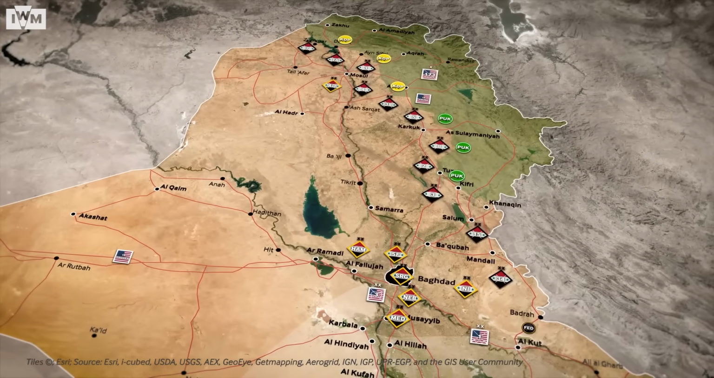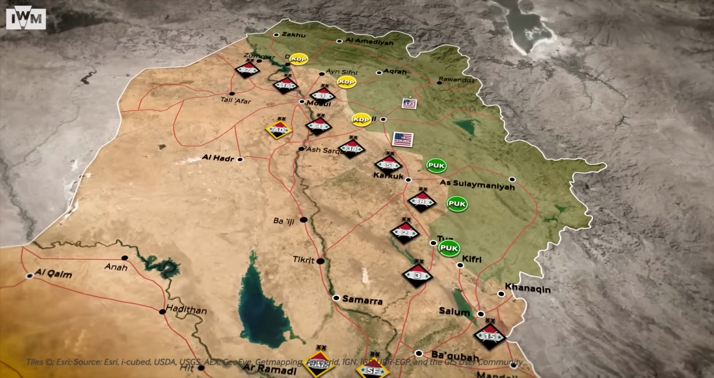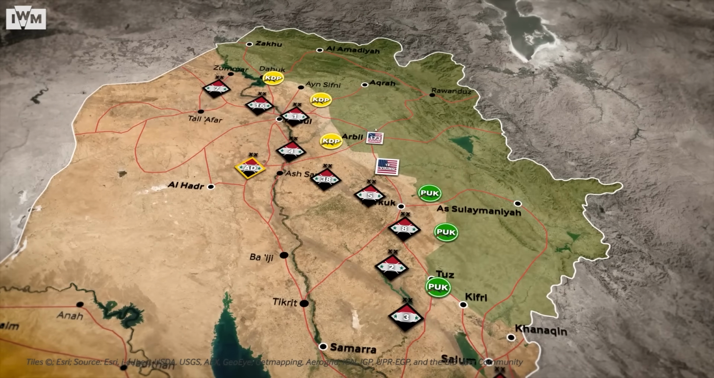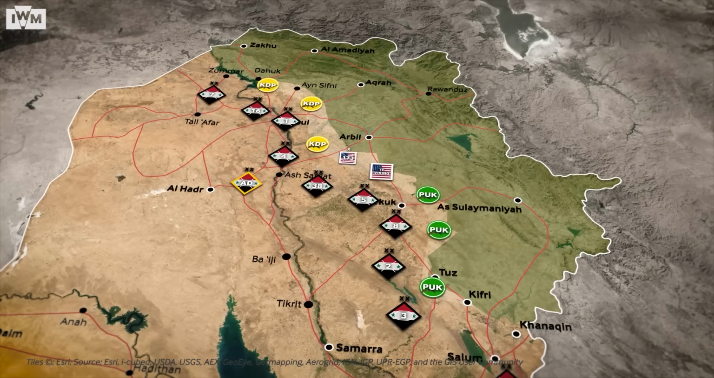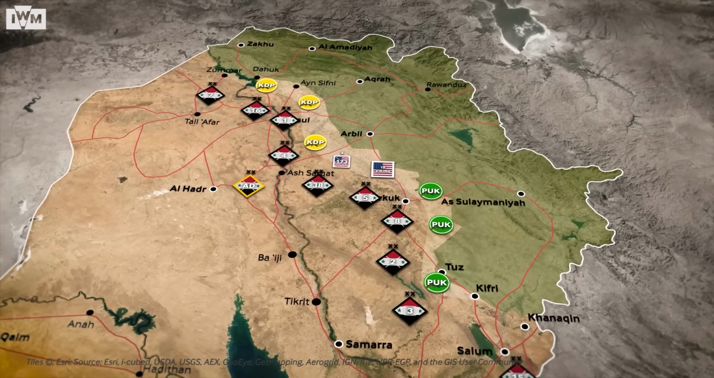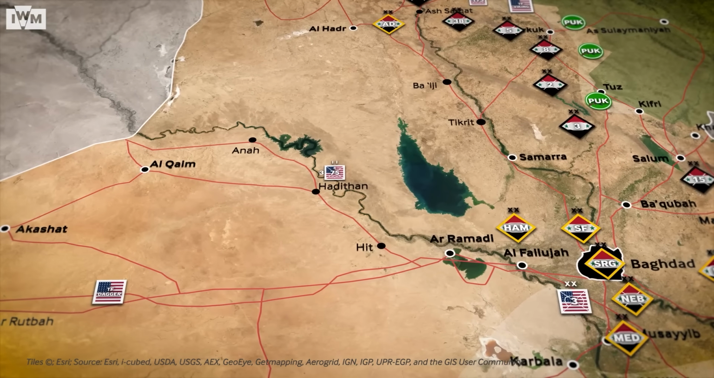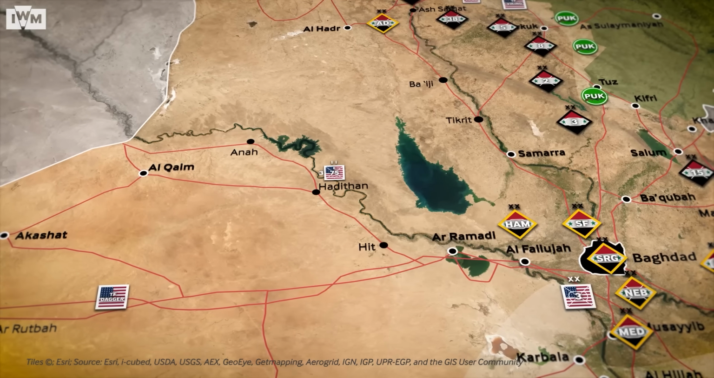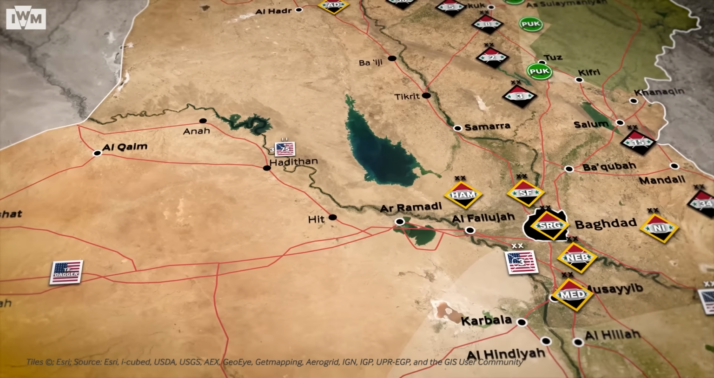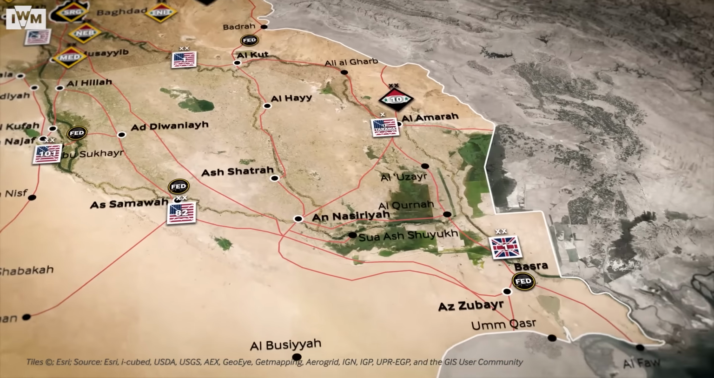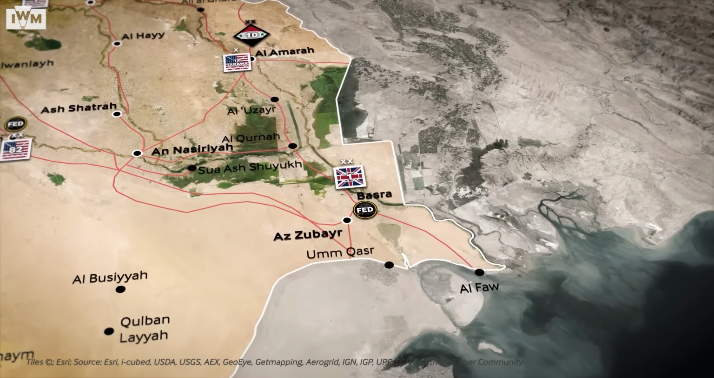Elsewhere, American and Kurdish forces had defeated an al-Qaeda affiliate called Ansar al-Islam and were now engaged in tough battles for Kirkuk and Mosul. In the west, a small detachment of US Rangers was holding on by their fingernails to the Haditha Dam after repeated Iraqi counterattacks. And finally, in the south, the British had Basra surrounded.